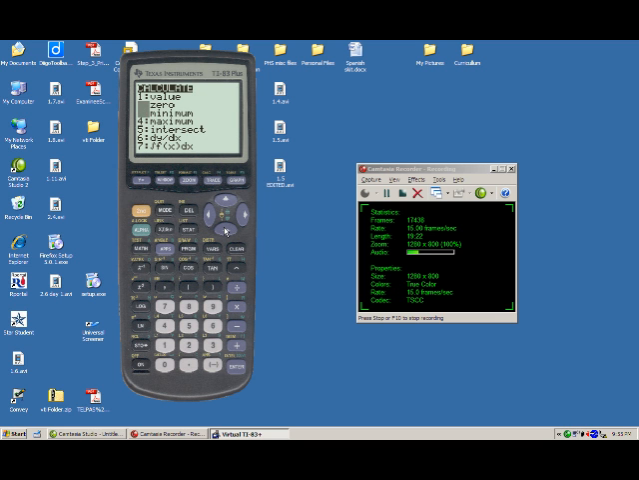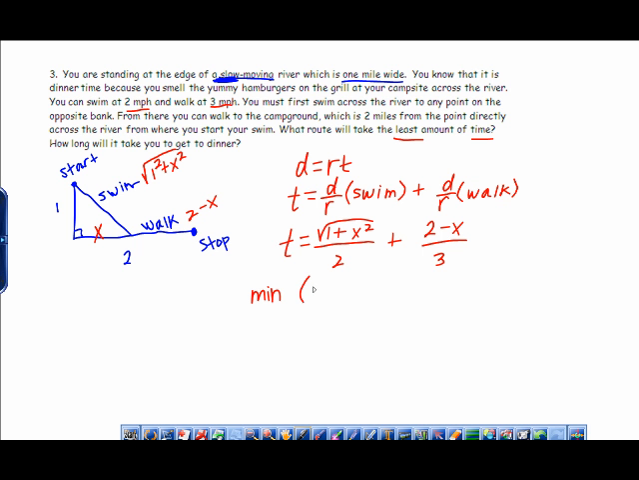Okay, so second trace, this time I'll make sure I select minimum. I'm already to the left, enter. I go all the way to the right. Enter, enter for the guess. And here we have our numbers. Okay, so let's go ahead and write that down. 0.894 and 1.039. So it says which route will take the least amount of time.